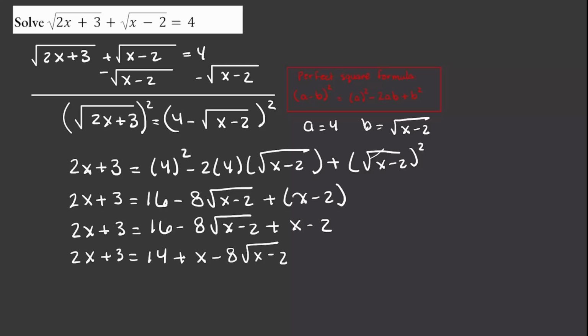But first, what I'm going to do is isolate the radical to one side of the equation. So now here, I'm going to subtract 14 and I'm going to subtract x. So now here I would have x minus 11 equal to -8 square root of x minus 2. Now to get rid of the radical, I am going to square both sides of the equation.